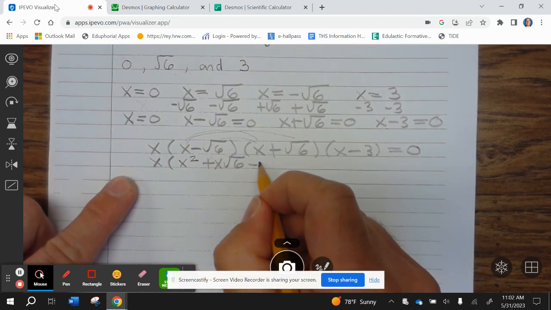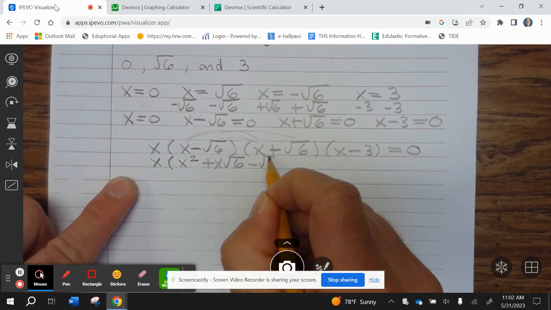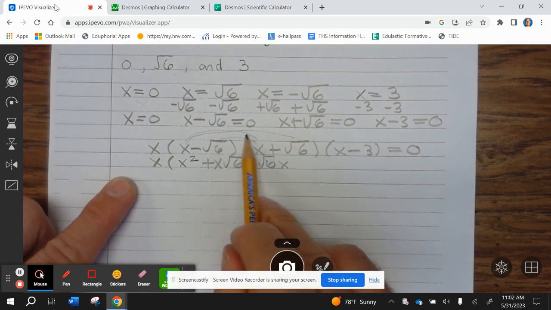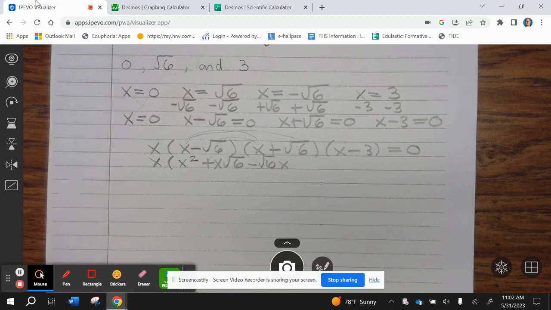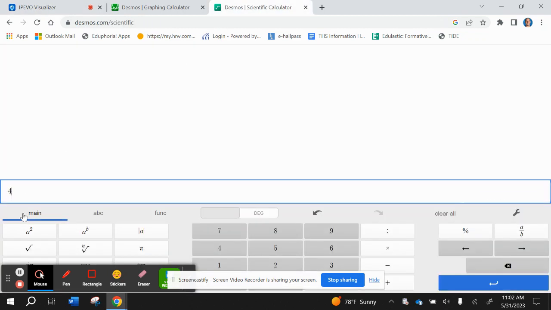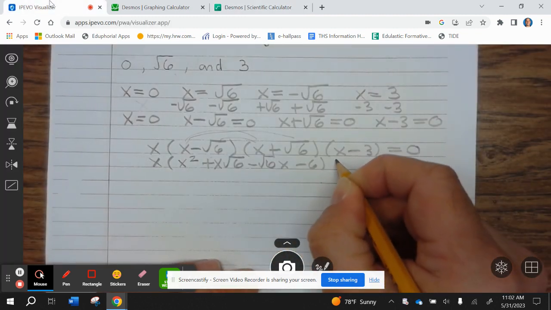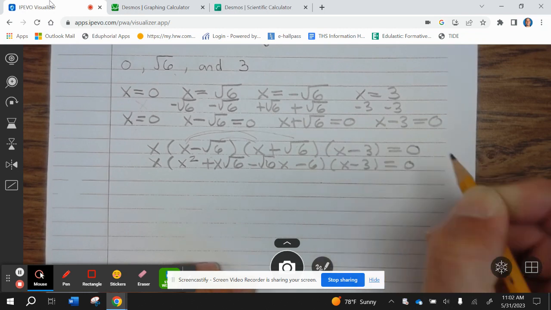Now, that's negative square root of 6 x. And then that's negative square root of 6 times square root of 6. So let's use our calculator here for that one. So square root of 6 times negative, and we probably want to put them in parentheses if we're multiplying. So negative square root of 6 times square root of 6, we can see it as negative 6. Okay, so that's minus 6 times x minus 3 equal to 0.